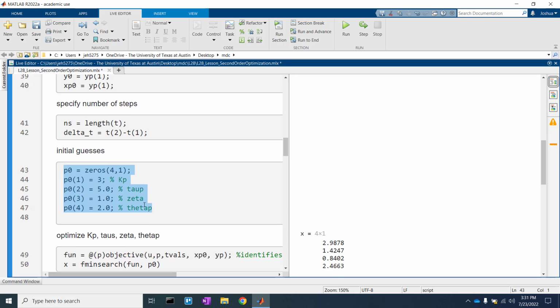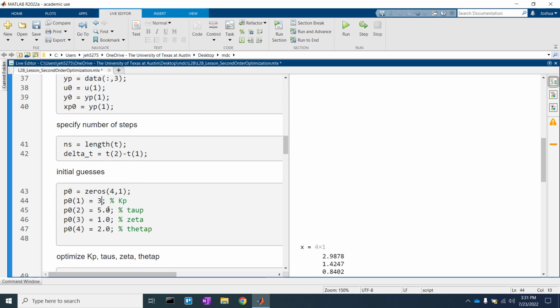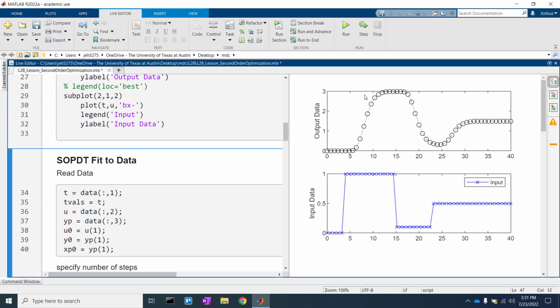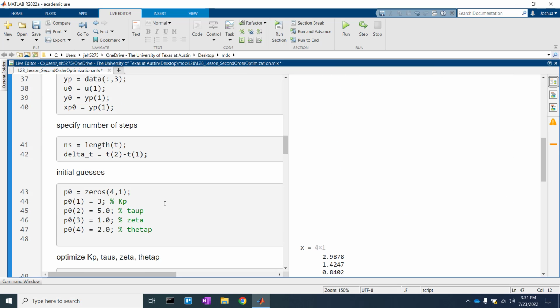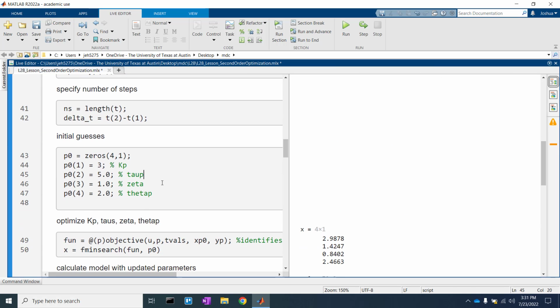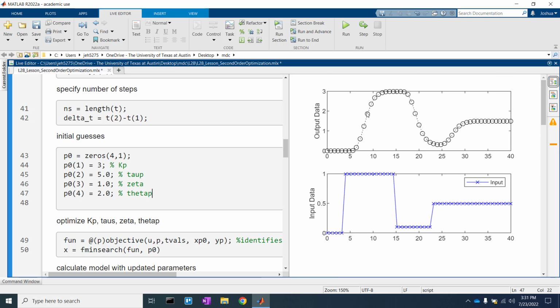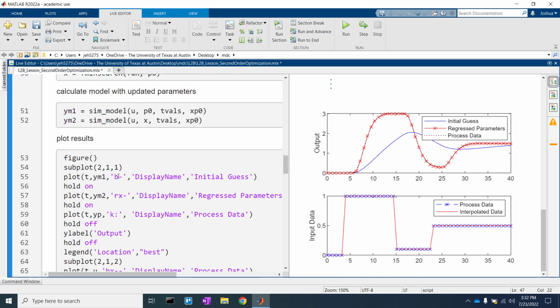Our p naught is going to take guesses for 3, 5, 0, and 1. And it's important to be at least reasonable. So we go up to 3, and it looks like our steady state value is going to approach 3. So a gain of 3 is a great guess. As far as tau p, zeta, and theta p, well, theta p is coming from our dead time. And at dead time, it looks like it reaches the inflection point about here. So a guess of 2, I'd say, is reasonable as well.